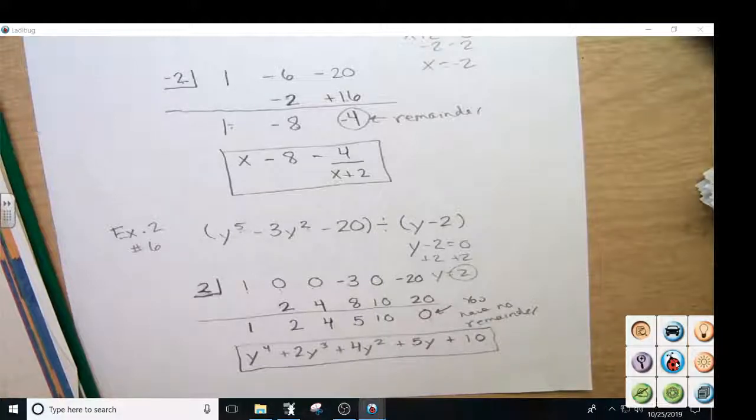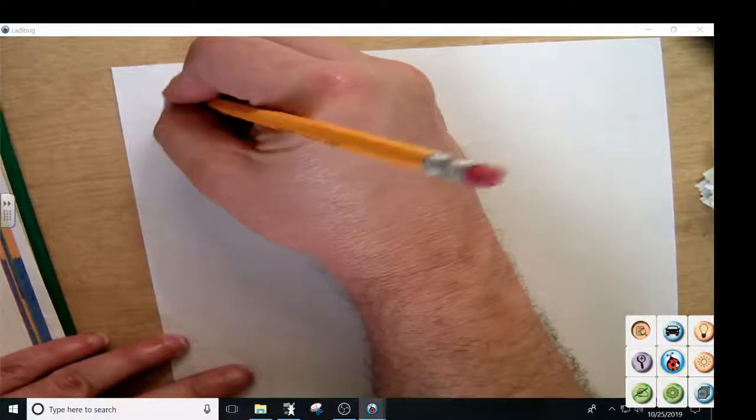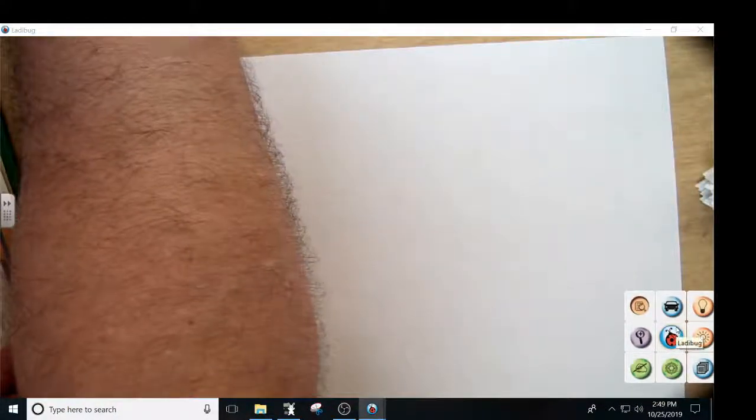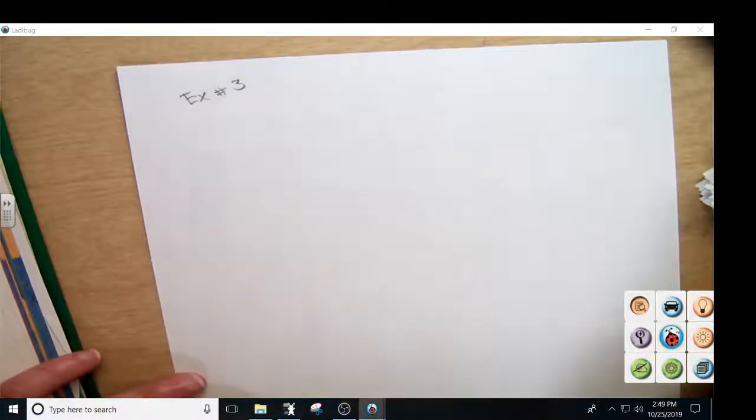Let's get us another example here. All right. Let's do another example. Example number 3. This is what we'll be doing on Monday. Monday the 28th of October. Now, let's do one. What about this?